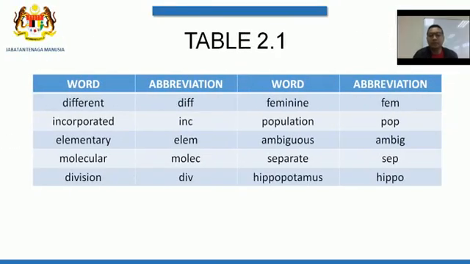So this is table 2.1, the word different. We will abbreviate it into DIFF, different, incorporated, INC, elementary, ELEM, molecular, division, div, feminine, population, as in POP, pop, ambiguous. Ambiguous means sama-sama, separate, SAP, hippopotamus, hippo. So it's normal for us to use the word hippopotamus, hippo in a short form, right?